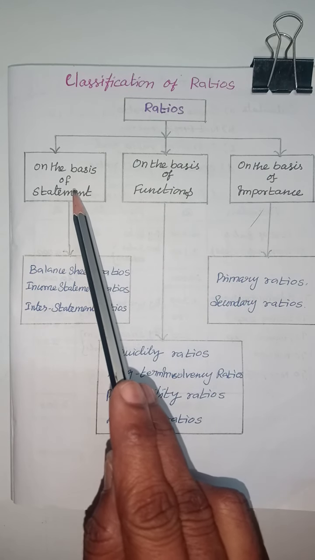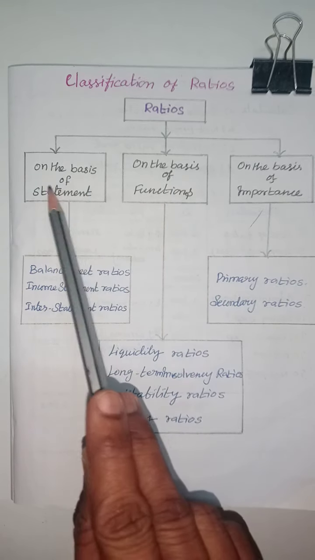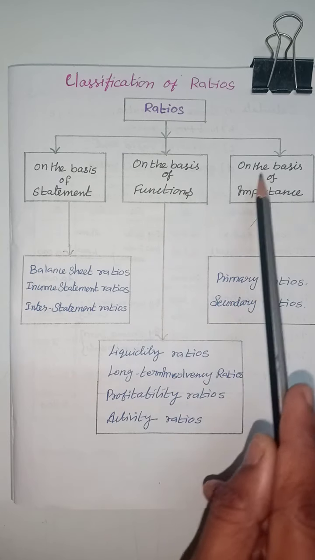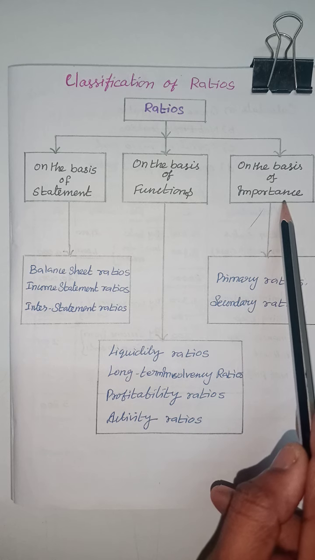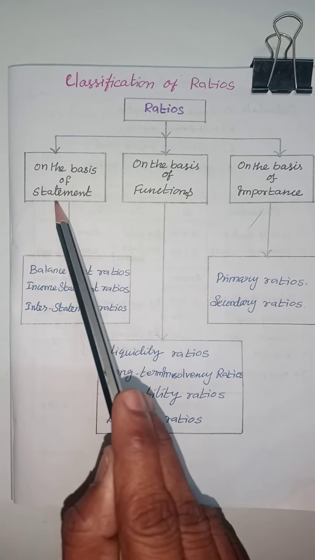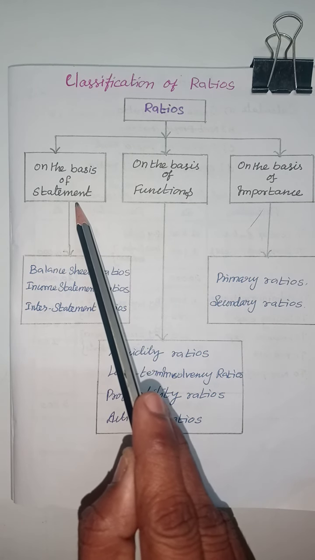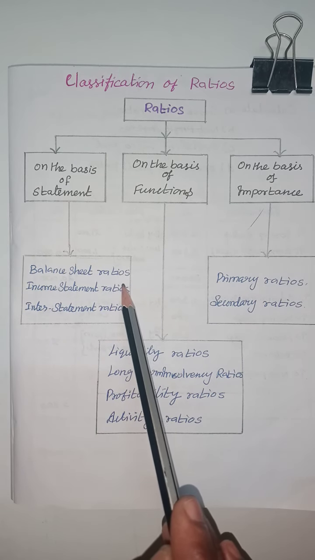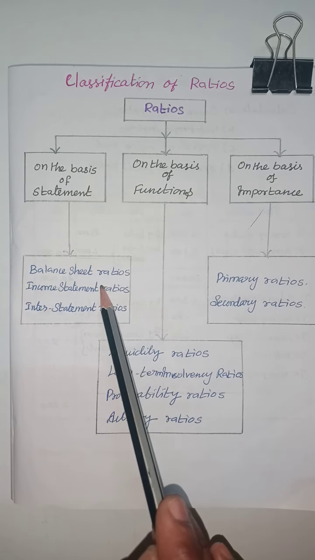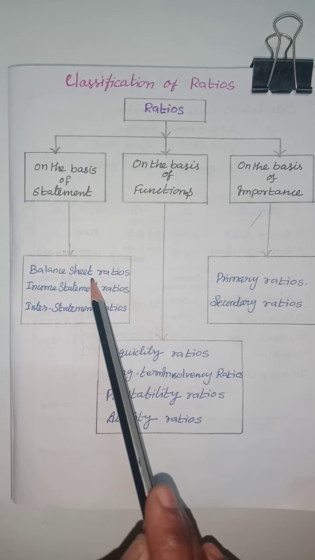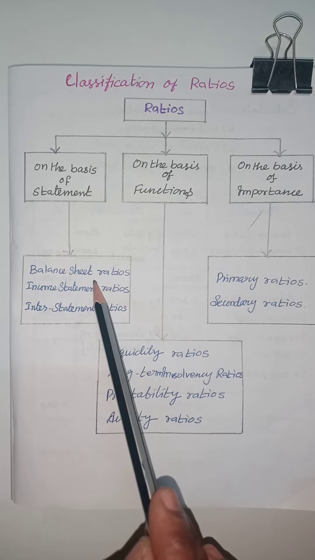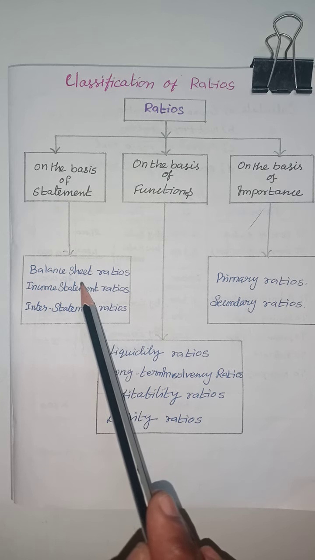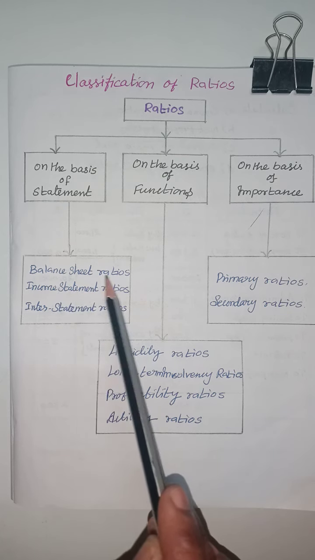There are three methods of classification of ratios: on the basis of statement, on the basis of functions, and on the basis of importance. On the basis of statement, the first is balance sheet ratio. These are ratios where balance sheet items are used, for example, current ratio or liquidity ratio, and debt equity ratio.